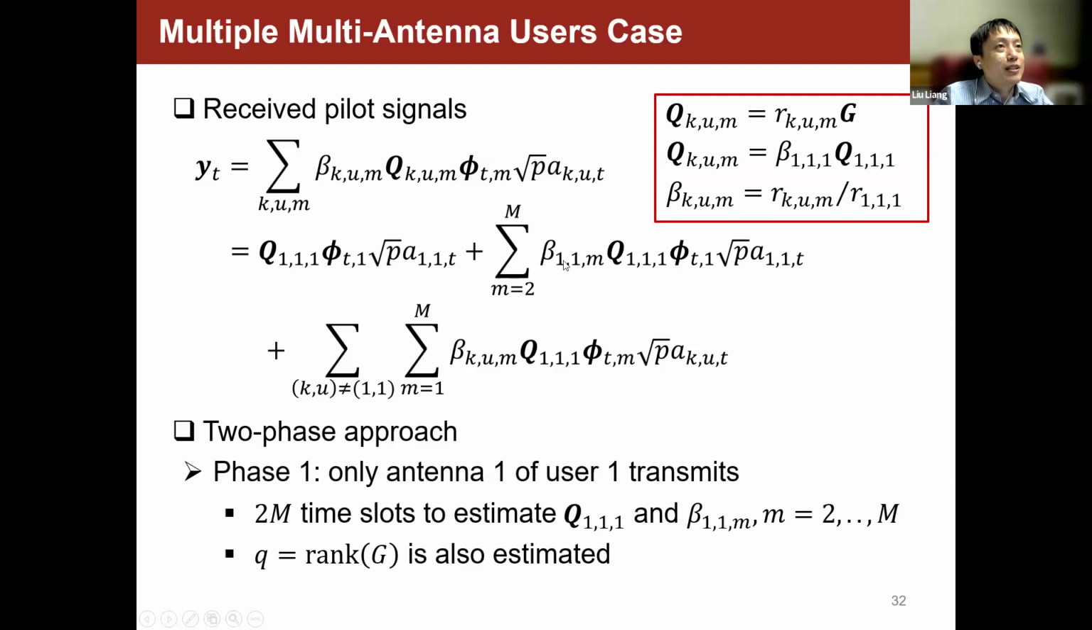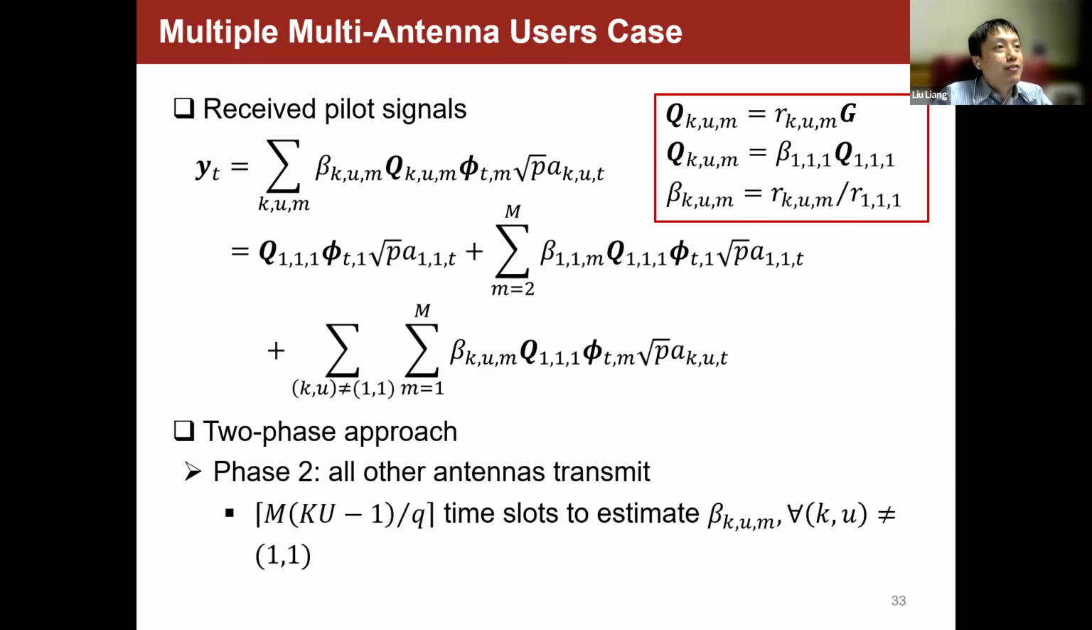After you know beta, you know how to estimate the other cascaded channels, right? So the idea is similar. We just turn on antenna one of user one in the first phase, and we use what we introduced at the beginning to estimate Q11. After we know Q11, the job is to estimate beta. You can turn on all the other antennas, and this is a linear function of beta. You can solve linear equations. But it's quite challenging if you look at our paper, because eventually you need to show a matrix is of full rank, and the proof can be quite challenging, but we are able to prove this. So that's the basic idea.